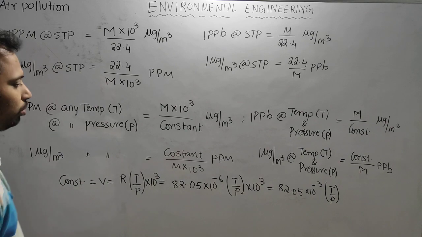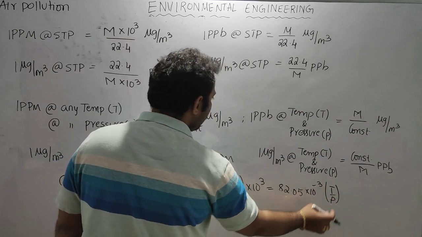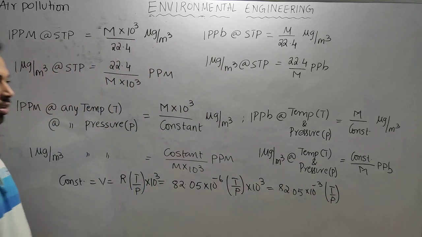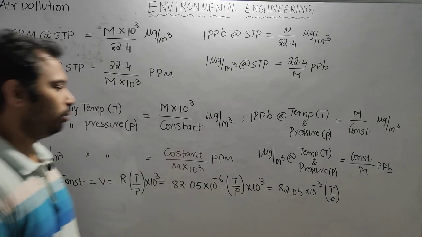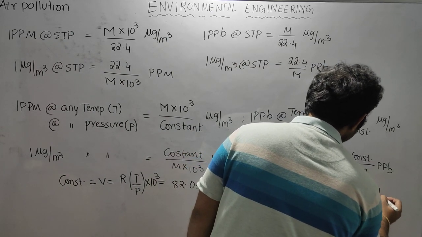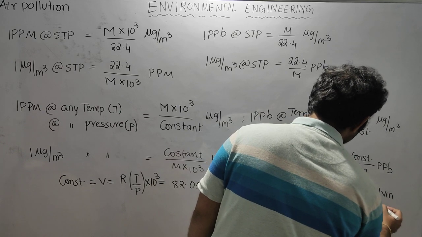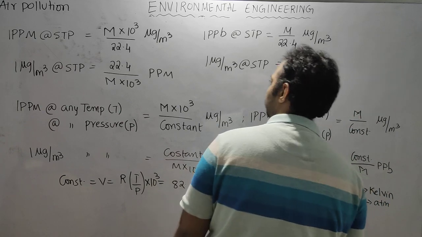So you have to use this formula. What is the temperature in Kelvin and pressure in atmospheric pressure? Temperature in Kelvin and pressure in atmospheric pressure. If you substitute that, we will get the constant value. T in Kelvin and P atmospheric pressure. These are the units.